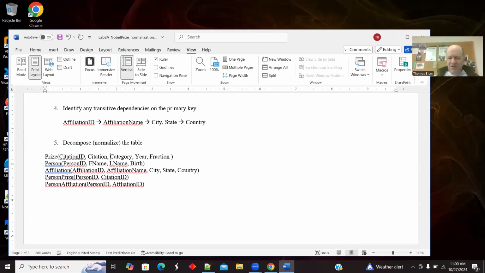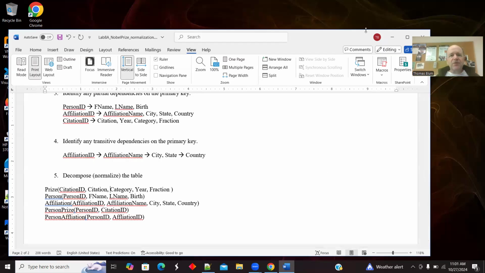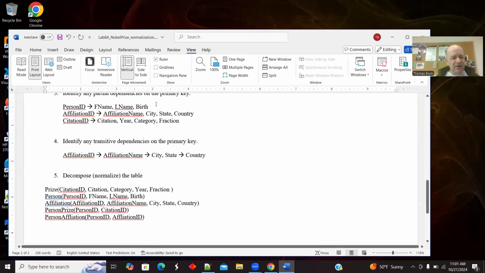So this is sort of the decomposition: stuff about the prize, stuff about the person, stuff about the affiliation, a bridge table relating the person to the prize, a bridge table relating the person to the affiliation. So that's what I would come up with for this. And well, not just me, but I did it as a class exercise. I'm sort of duplicating some of that discussion.